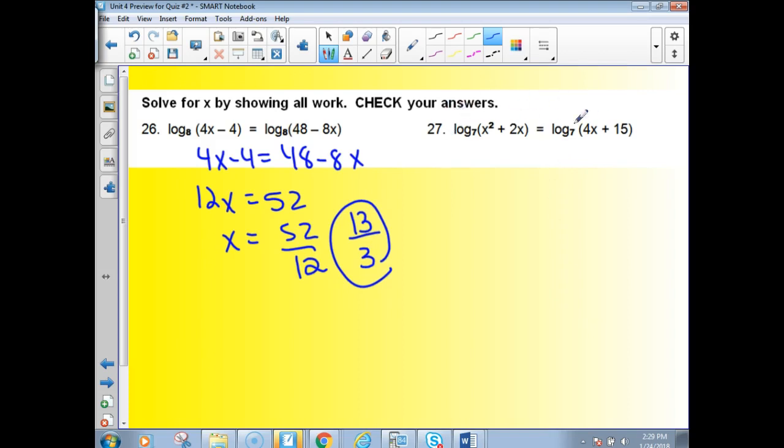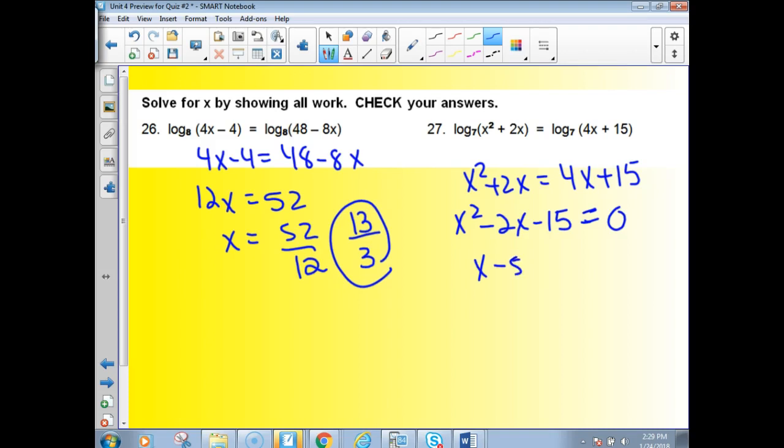Same thing on this one, the bases match on the logarithms, and they're singular logarithms, so drop the logs. And watch your toes. Set to 0, factor, solve, and check your solutions. Do they work?